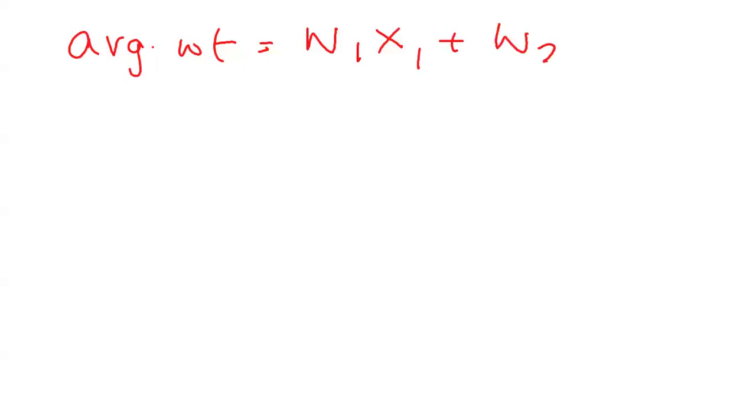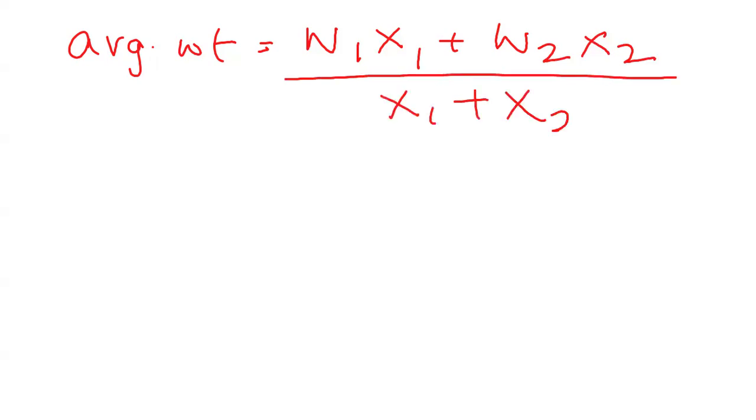Okay. So what will be the average weight? Average weight will be equal to W1 into X1 plus W2 into X2, divided by X1 plus X2. So this way, if they ask you to find out the average atomic weight of an element, this way you will find it.